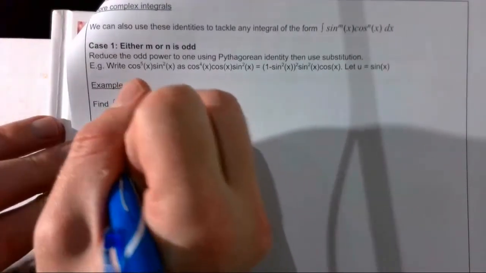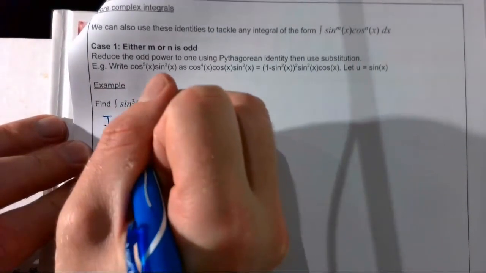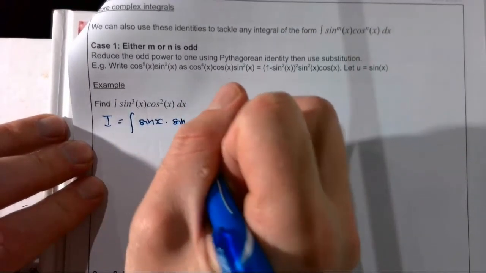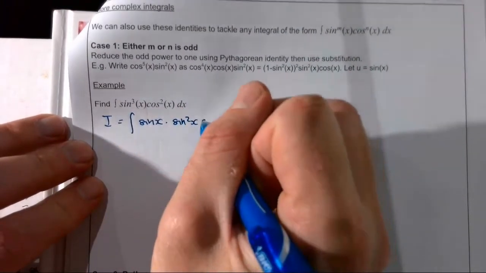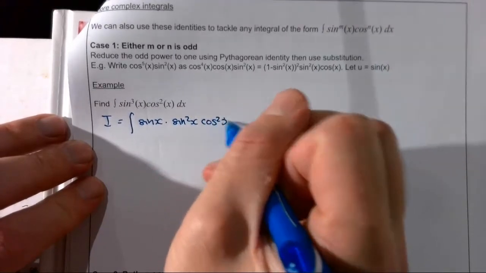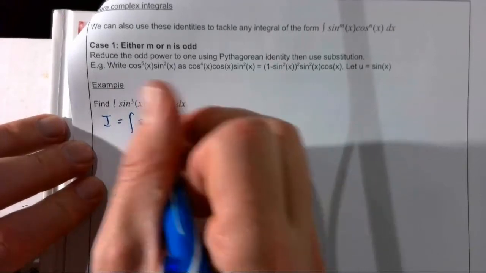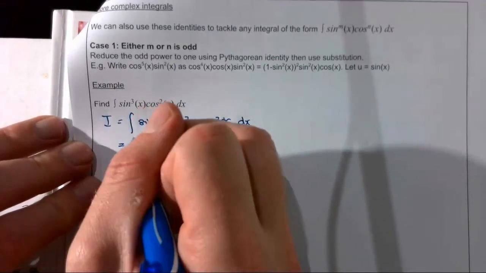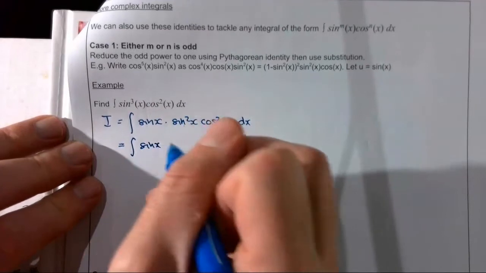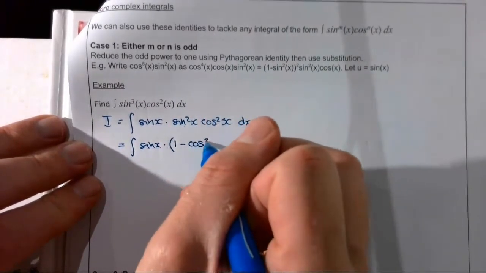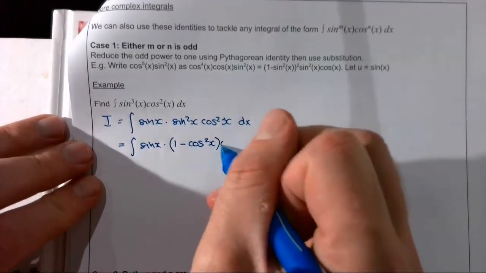Okay, so I'm going to go through this question now. The way I'm going to split up the integral is to split the sine cubed into sine x times sine squared. This sine x is going to stick with me until the end, that's what I want. But what I'm going to do to the other sines is get rid of those by swapping it for 1 minus cos squared.